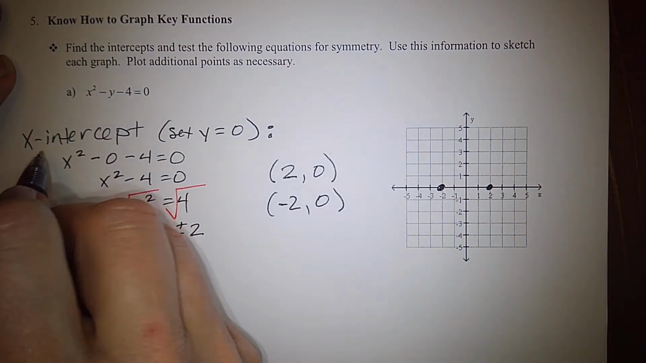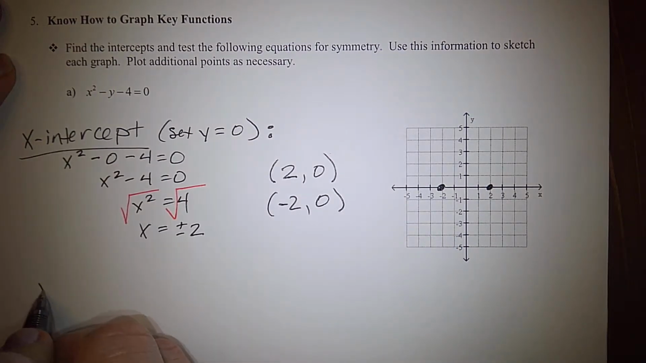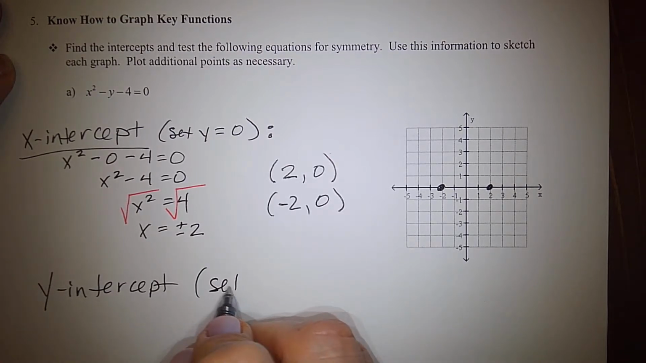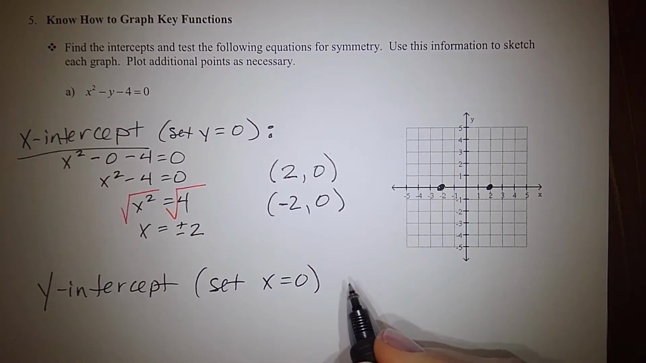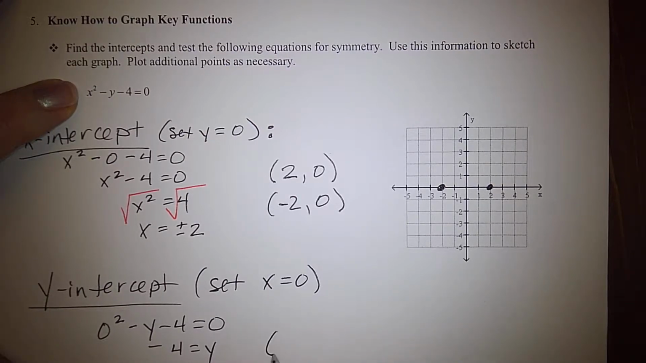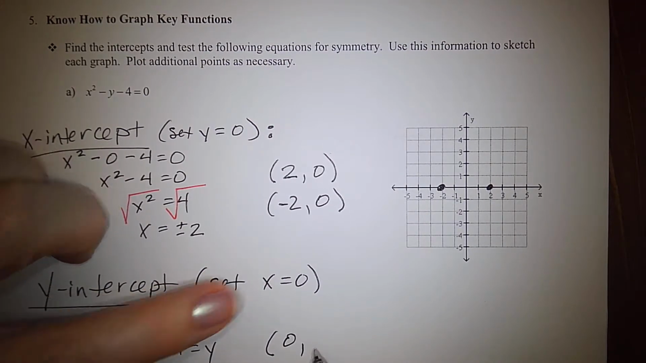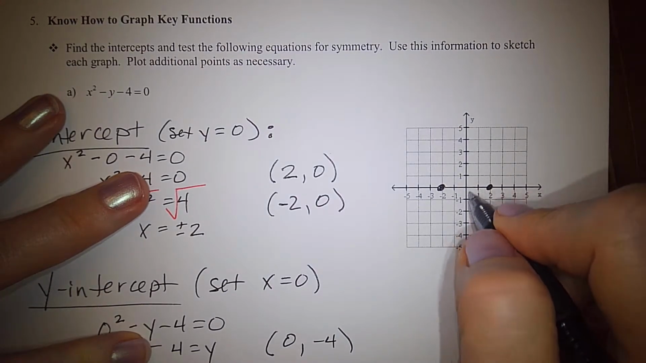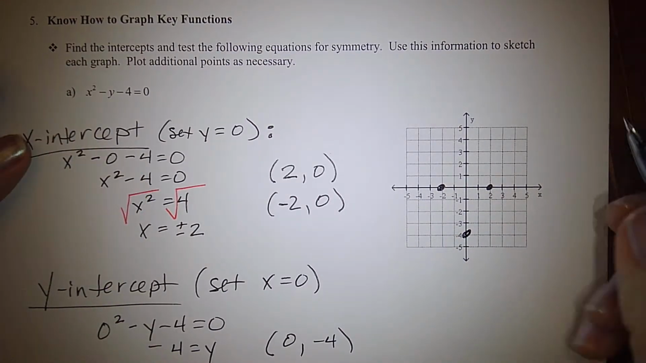Then I'm going to go and find the y-intercepts. To find the y-intercept, we set the opposite letter equal to 0. So we're going to set x equal to 0. So if I add y to the other side, I get y is negative 4. So my y-intercept is going to be located at x is 0, y is negative 4. So in my graph, (0, negative 4), my y-intercept will be right there.